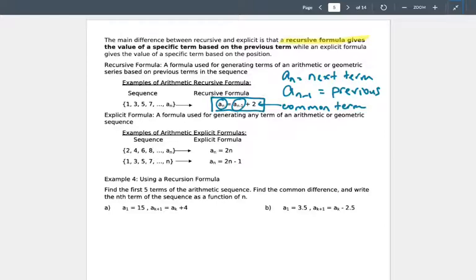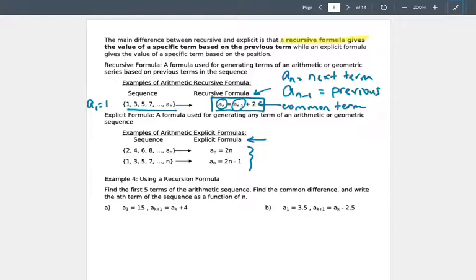So if we have this sequence right here, we would tell you a sub 1 equals 1, and then you would know to add 2 to it to get the next term, and then add 2 to that number to get the next term, etc. So just notice the difference. When you have an explicit formula, it looks more like this. If you have a recursive formula, it looks like this.